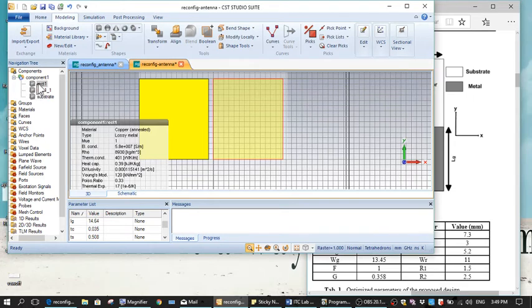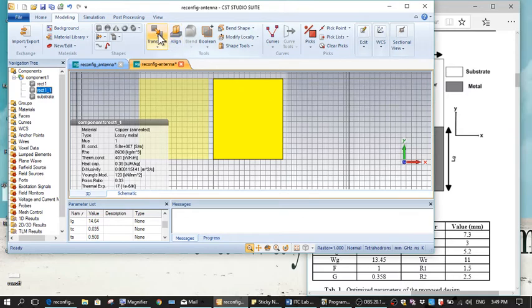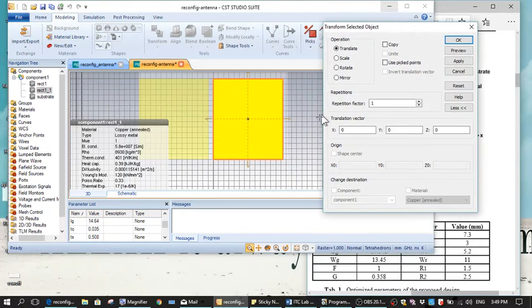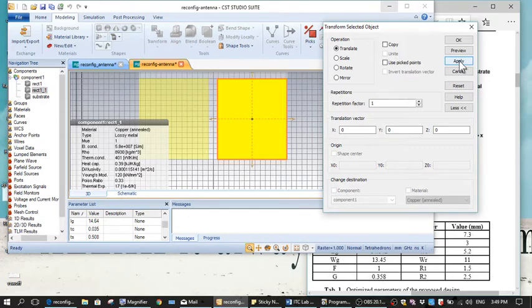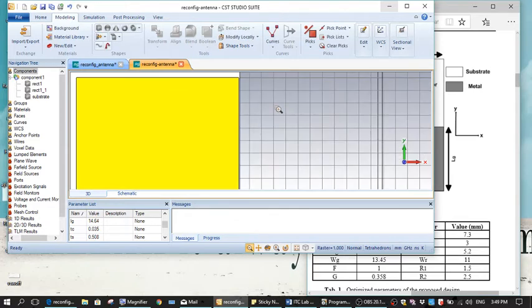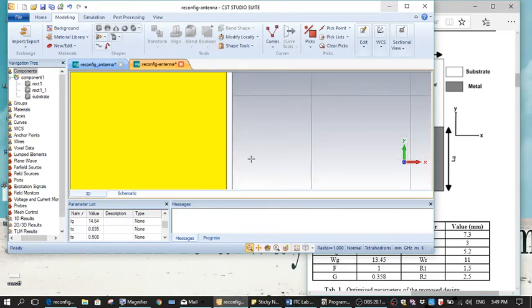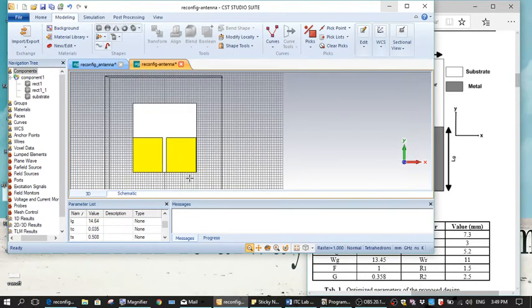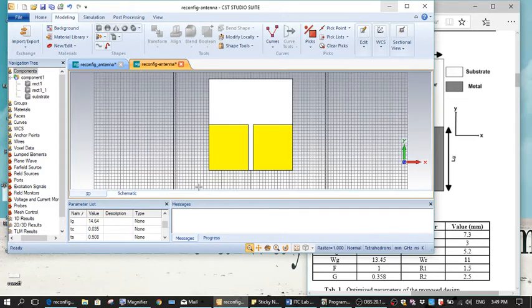Okay, for a rectangle, okay, let's transform this rectangle 1 towards the left side. Okay, this time we will not copy it because I want the same object to be moved. Okay, so let's apply it and review. Okay, need to adjust this one too. Let's zoom it up.